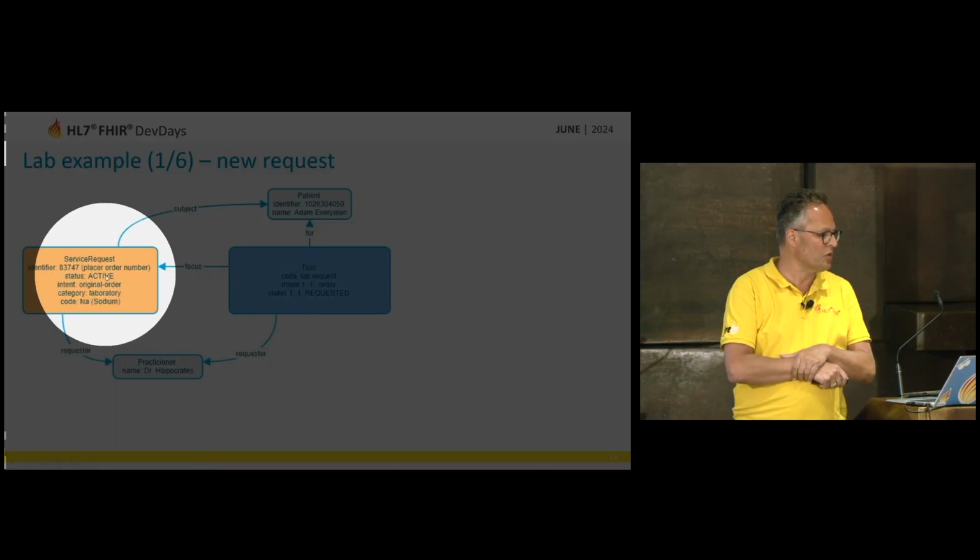So we have the service request here, and if you zoom in on that, we see that it has an identifier for the placer order number.